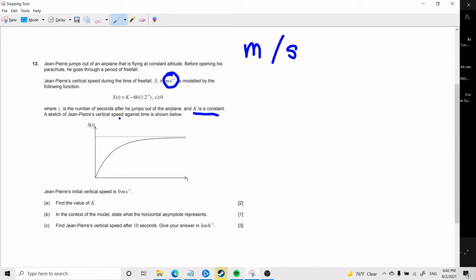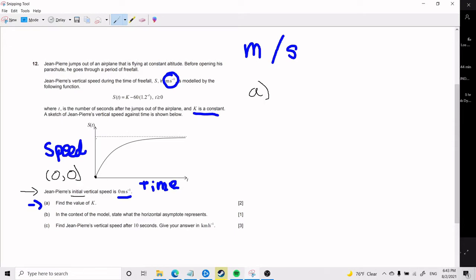A sketch of John Pierre's vertical speed against time is shown below. So we have speed over here, and down here we have time. We are also told that his initial vertical speed is 0 meters per second, and to find the value of k. First things first, as you might have seen in many of my videos, if they gave you information, you're going to have to use it. So they tell us that the vertical speed is 0 meters per second at the initial moment, right? And so what it's really telling you is that this point here is (0, 0).